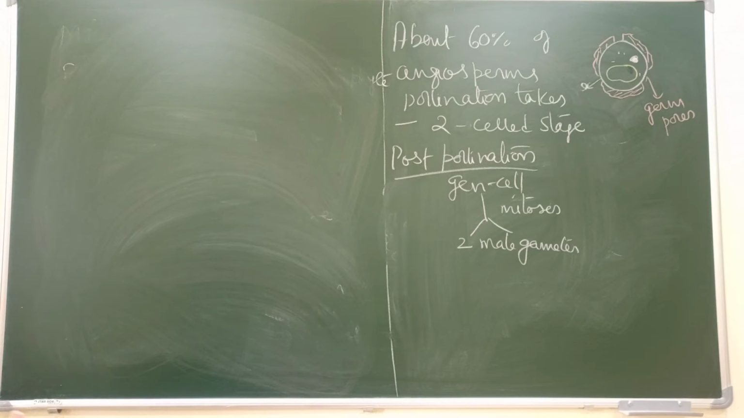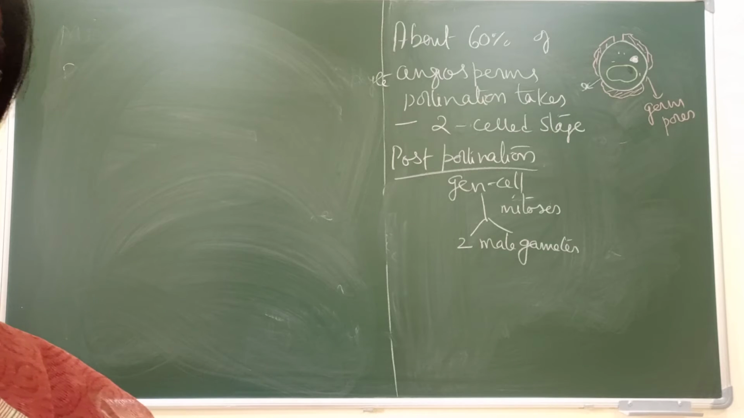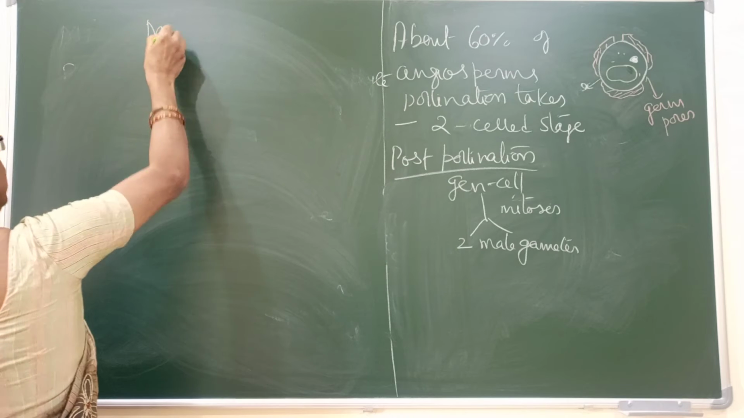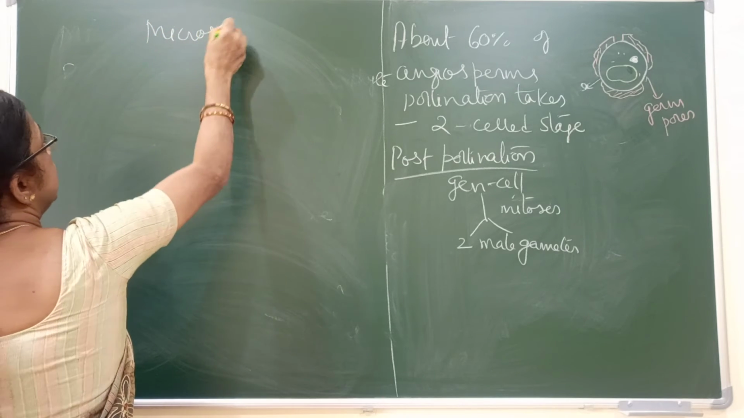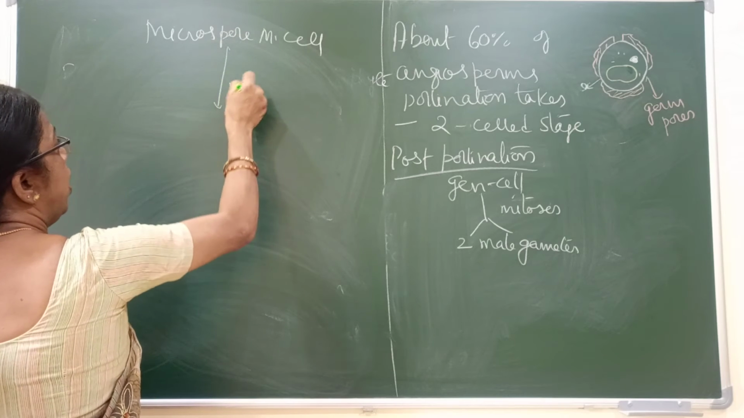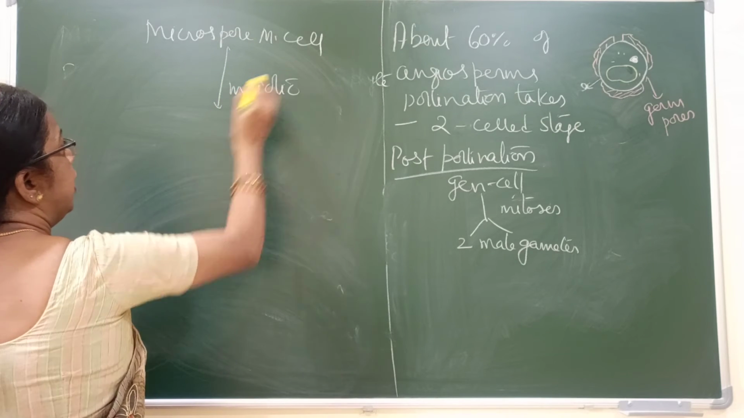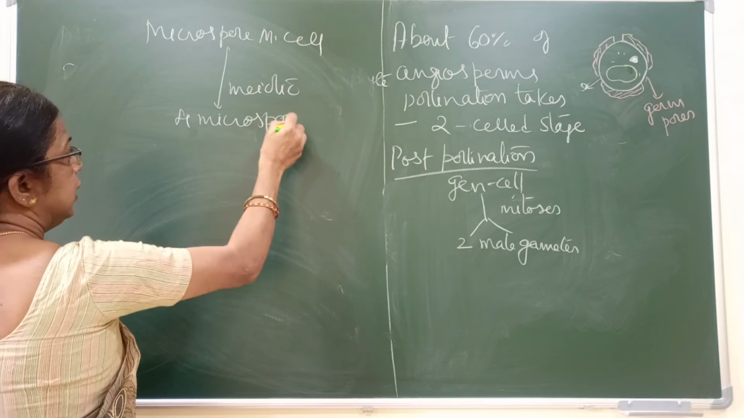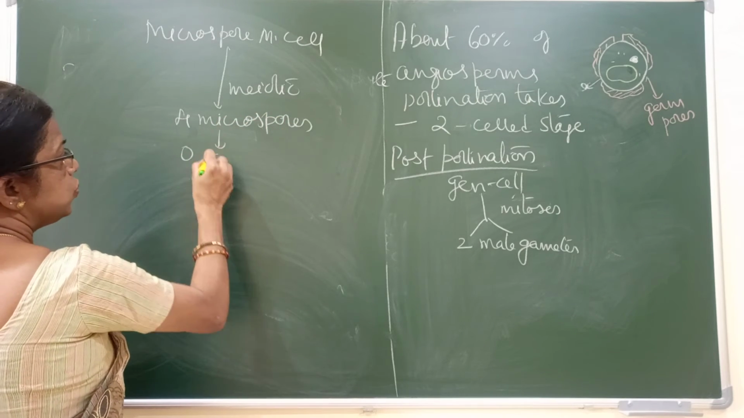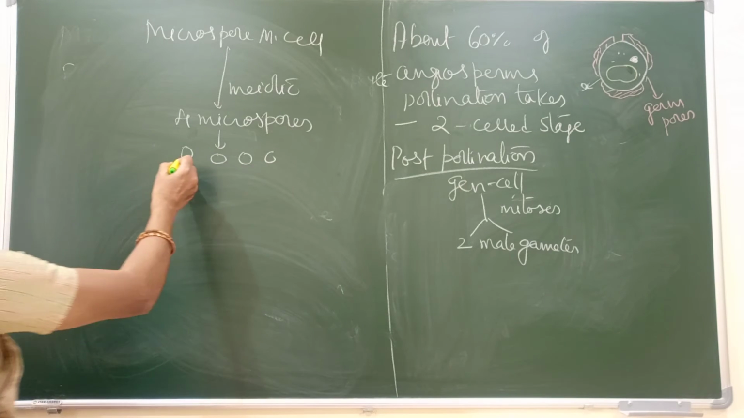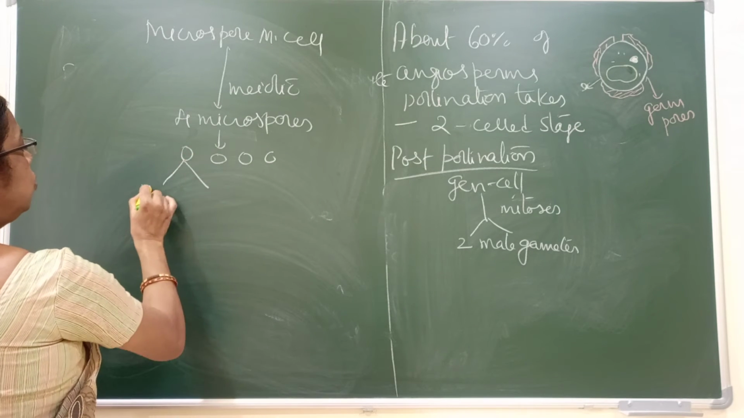Finally, let us see the divisions, starting from the microspore mother cell. Here it undergoes one meiotic division. Then four microspores are formed.